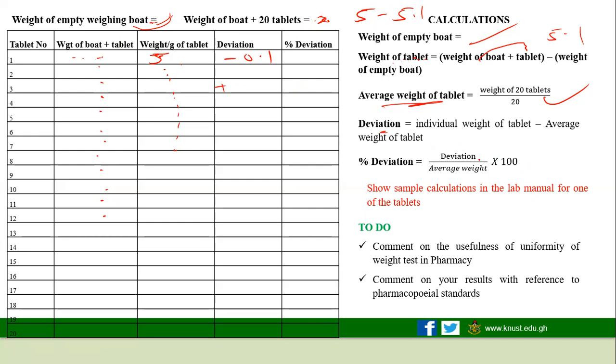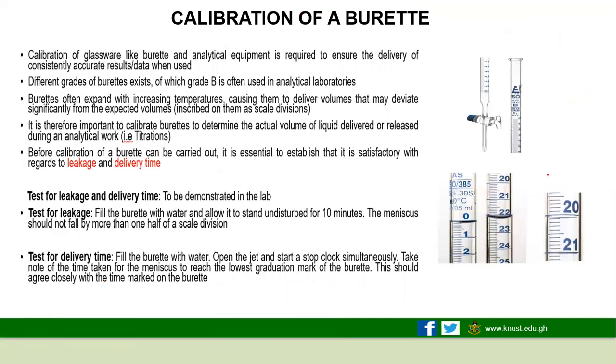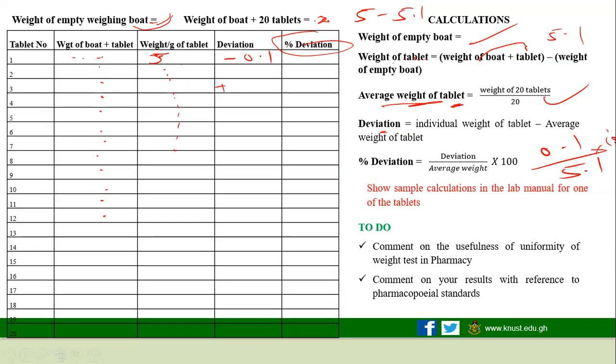Now, the next thing is that you find the percentage deviation. How do you find the percentage deviation? The percentage deviation is equal to the deviation over the average weight times 100. The average weight has already been gotten from here. If you take this deviation, you don't consider the sign. So you just take 0.1 over the average weight, assuming it was 5.1, times 100. If I multiply by 100, I'll get the percentage deviation.